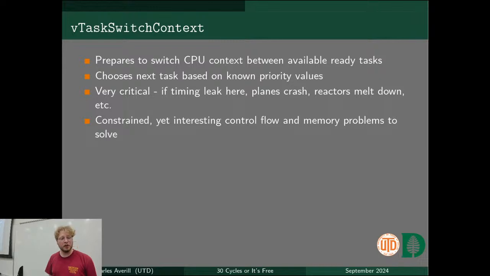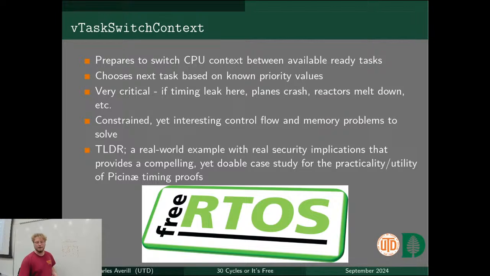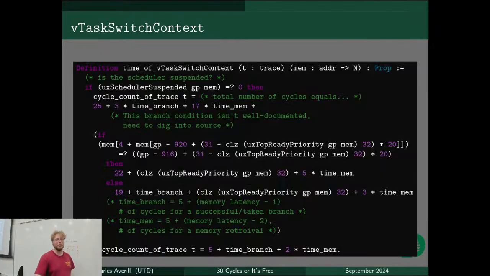And another thing about it is the control flow for this code is fairly constrained, but still fairly interesting. It has some interesting memory problems to solve. So the TLDR is that this is a real-world example with real security implications, and it provides a compelling yet doable case study for the practicality and utility of this timing system that I've been coming up with. So, in my opinion, that's a pretty great example for a paper.